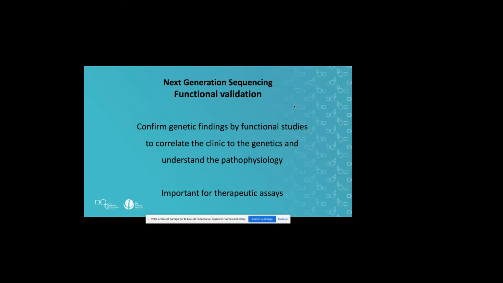And this is really true and mainly valid for complex diseases. And why for complex diseases? Because, as I already said, identifying the causative variant should be confirmed by functional studies. We should combine all these components, genetic, environmental and epigenetic, to correlate the clinic to the genetics. So we need functional validation to correlate what we observe as a phenotype to what we observe as a genotype and understand the pathophysiology behind the disease. This step is very important and crucial as it paves the way for the whole process from therapeutic design to clinical trials.